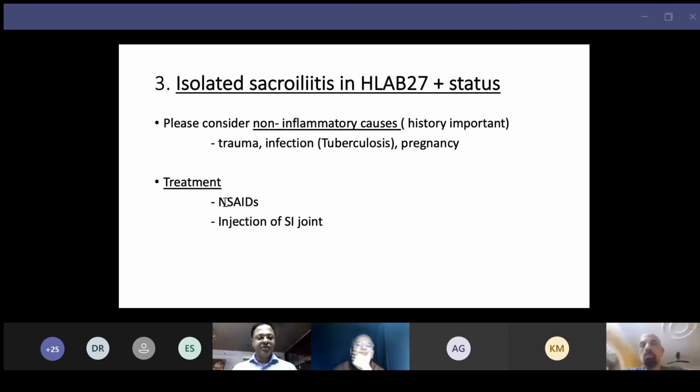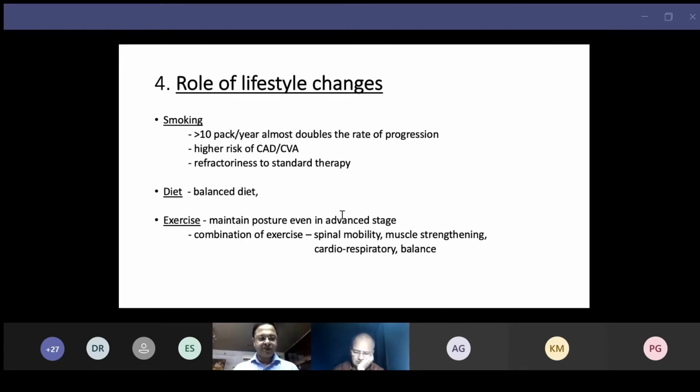In terms of treatment, NSAIDs can be used. You can use biological treatment, which is a matter of debate. It depends whether other extra-articular manifestations are there, like dactylitis, tendinitis, or enthesitis. If it's one joint, an individual sacroiliac joint injection is often quite helpful for the patient. Smoking is a very strong association with progression of disease, so the patient has to be educated adequately so that they can stop smoking.